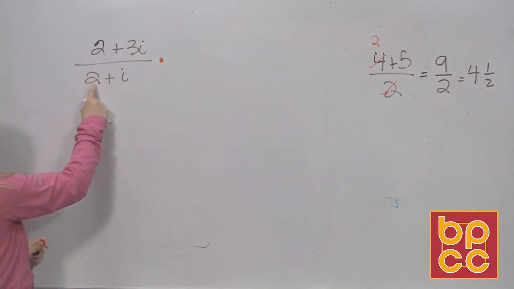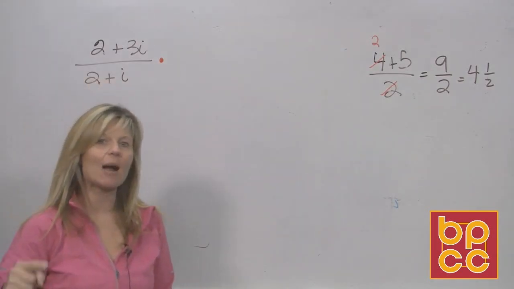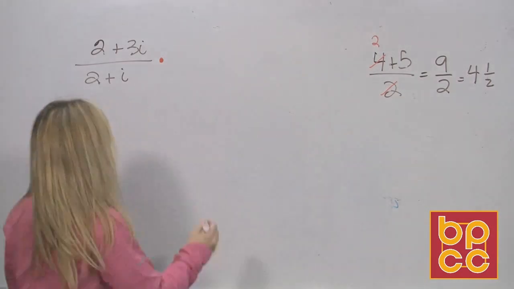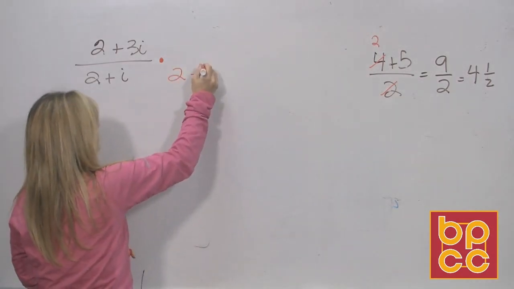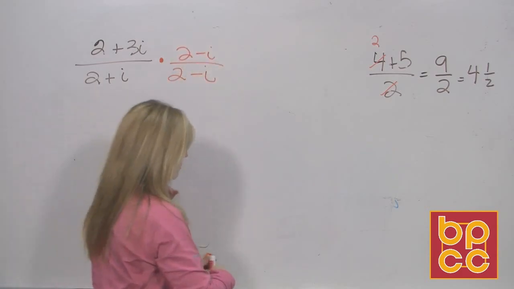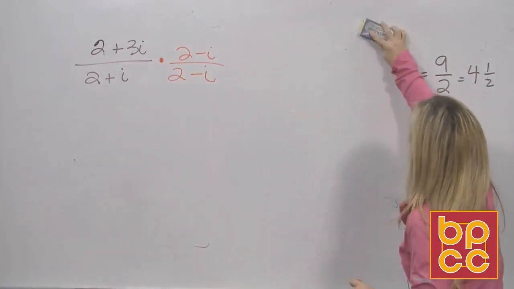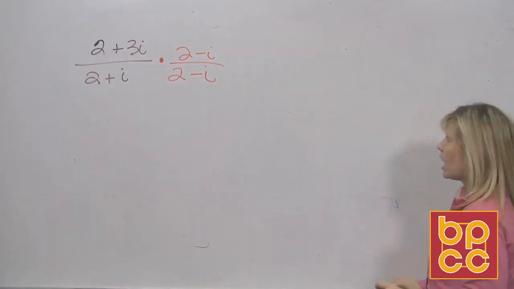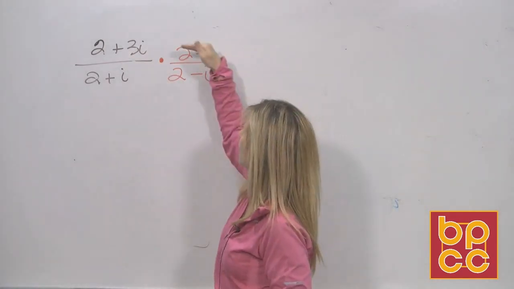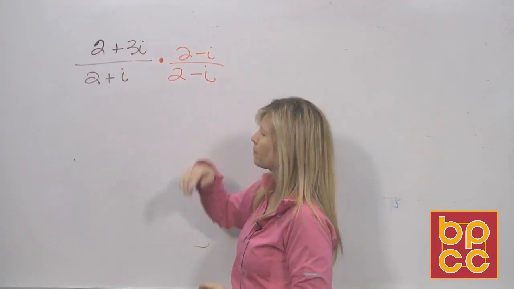What do we multiply to 2 plus i that's going to guarantee to make it a real number? You're going to use its conjugate, which is 2 minus i. And if you do it to the denominator, you do it to the numerator. Now we're multiplying. The rule still goes. Multiplying fractions is no problem. Top times top, bottom times bottom.